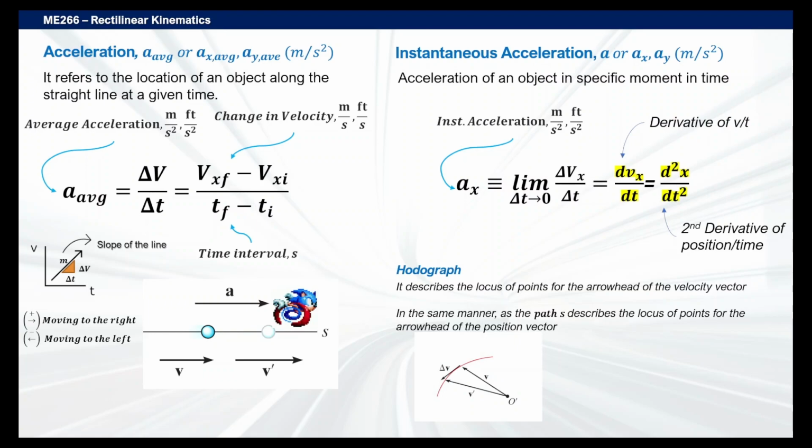Okay, siguro ang nadagdag ko lang dito pagdating sa curvilinear kinematics is the idea called hodograph. Basically, it describes the locus of points for the arrowhead of the velocity vector in the same manner as the path S describes the locus of points for the arrowhead of the position vector. So ito yung difference nila.